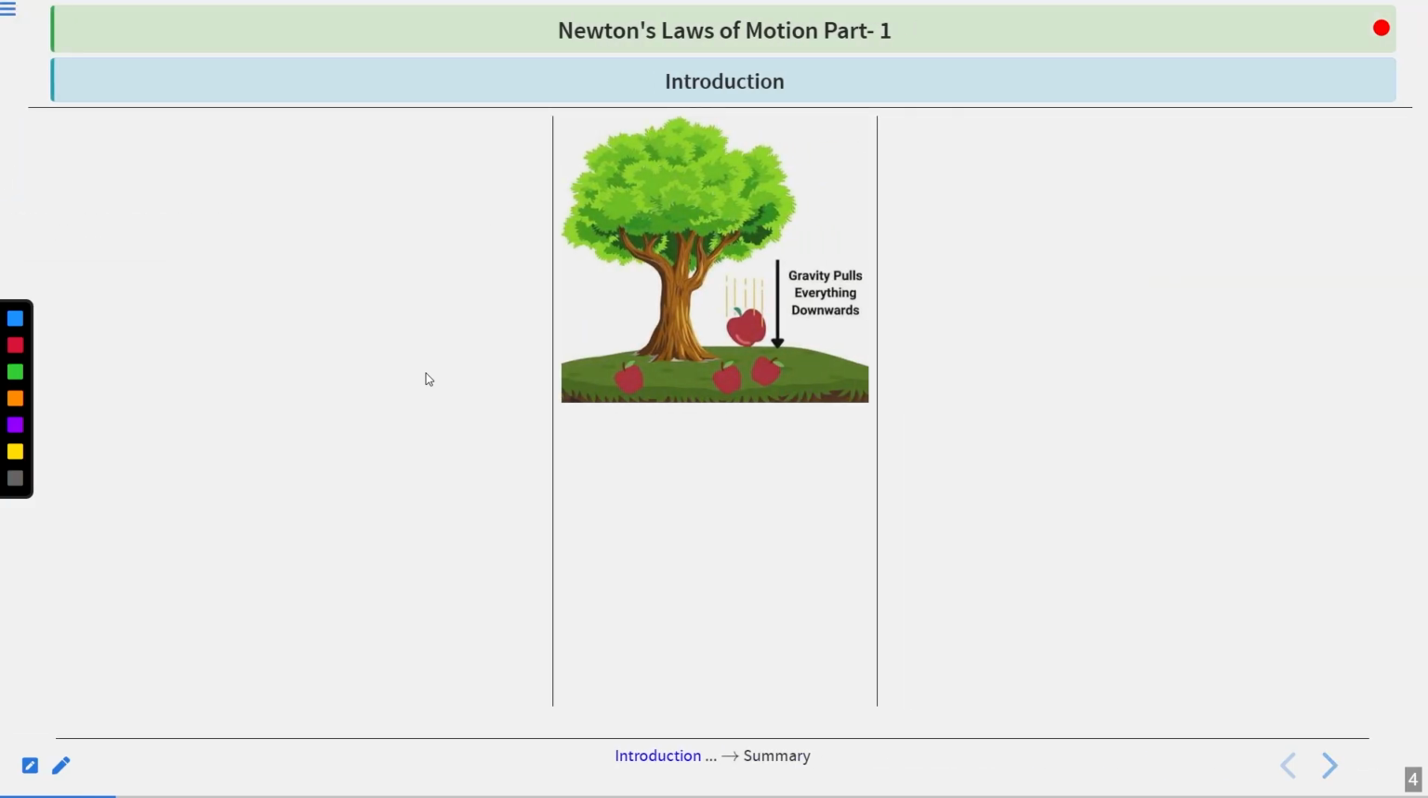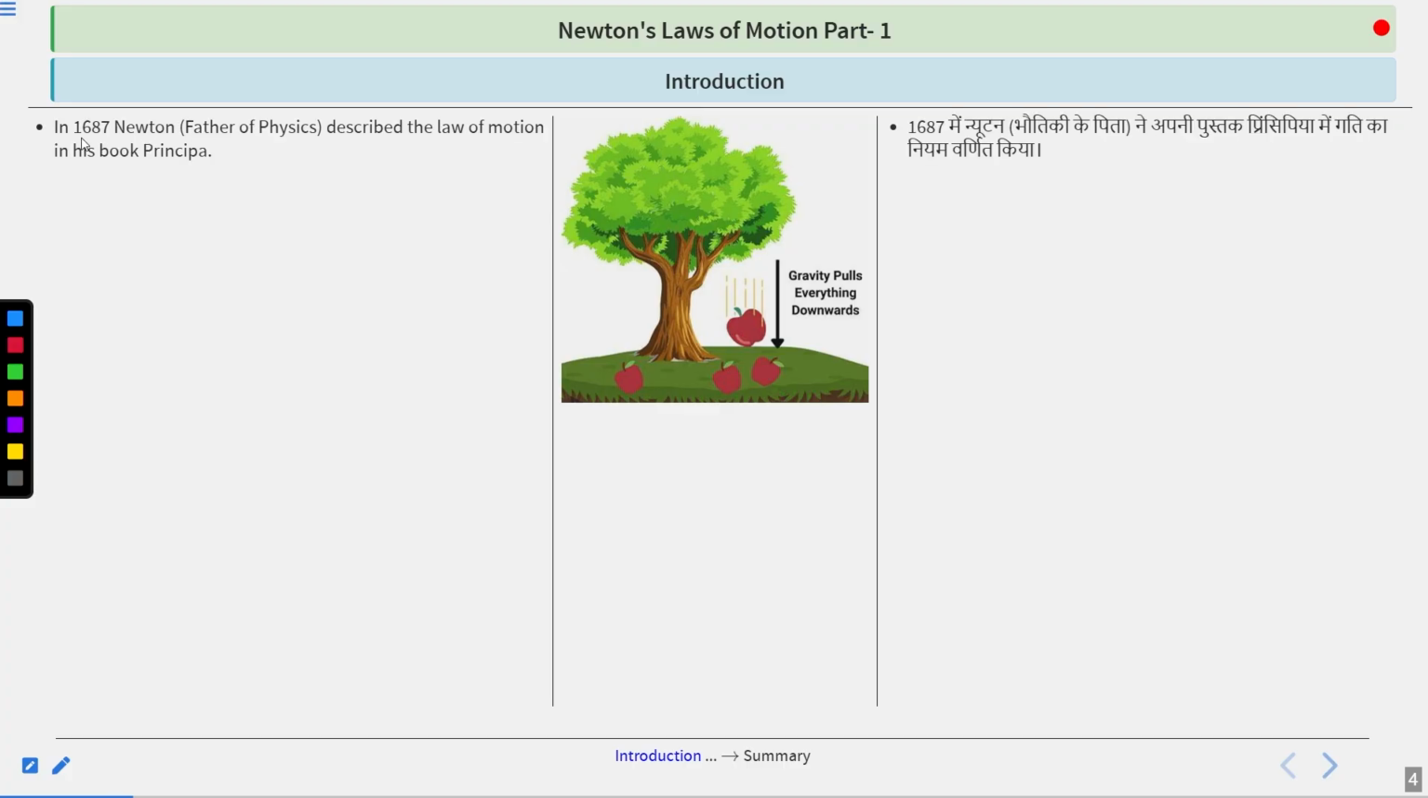Now, let's begin with the introduction. So it was the year 1687 when Newton, who is often called the father of physics, described the laws of motion. He wrote a book called Principia where he defined, or you can say described, this concept of laws of motion.